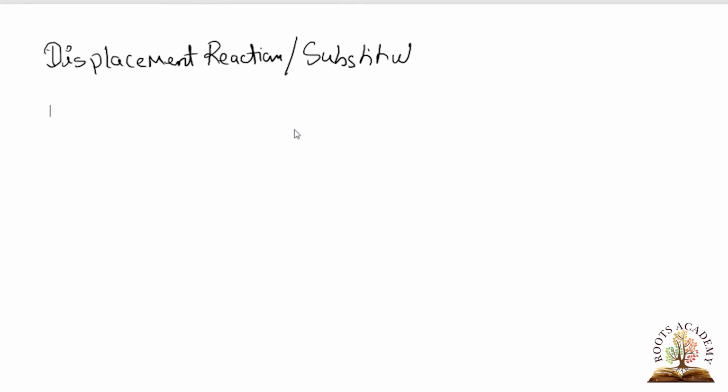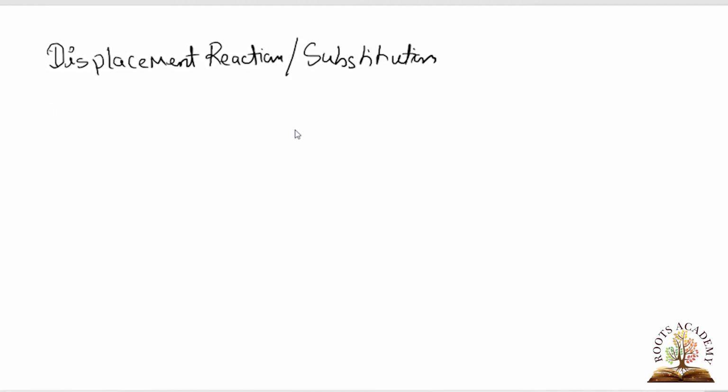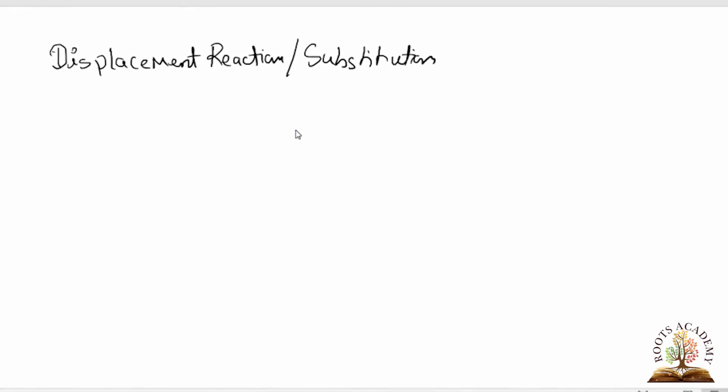So the third type of chemical reaction that we are going to learn is displacement reaction. Displacement reaction is also called substitution reaction, or it is also called single displacement or replacement reaction.